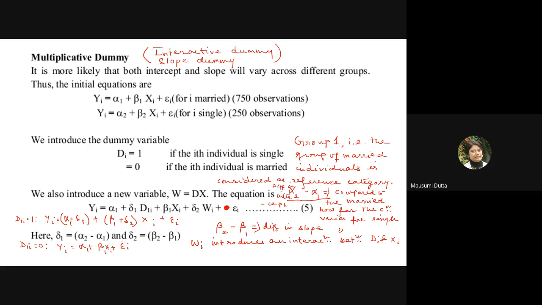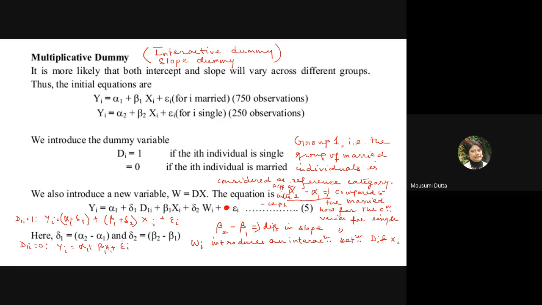This is the group. This is the equation. Okay, so between the single and the married, both the intercept and the slope vary. Between the two groups, both the intercept and the slope vary.